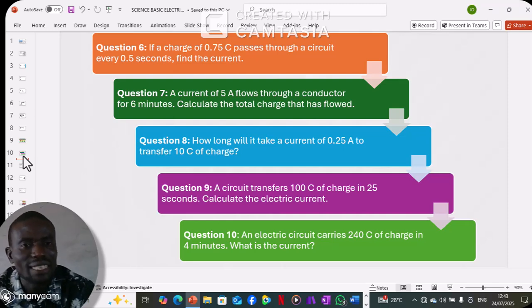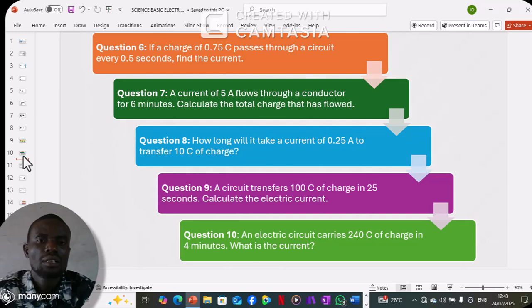So current is I. Whenever you say I in physics, under electricity, it means current. And Q is quantity of electric charge, while T is time. Okay. So I will be expecting the solution as soon as possible.